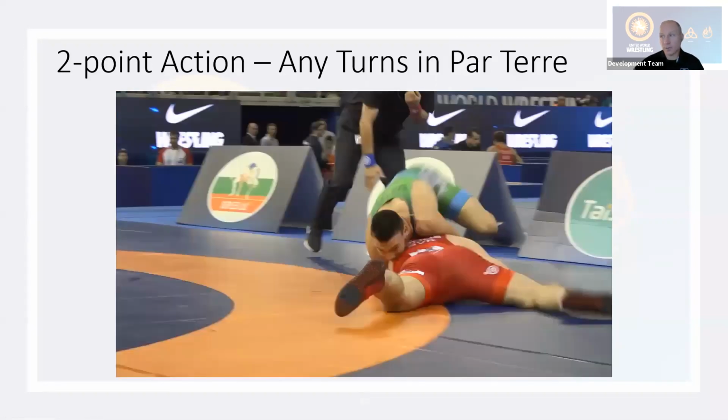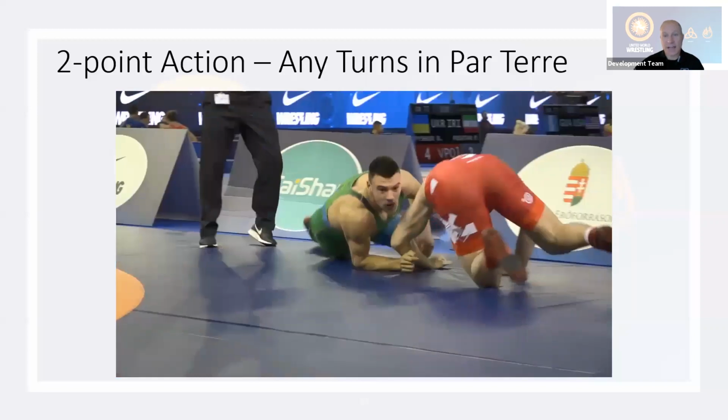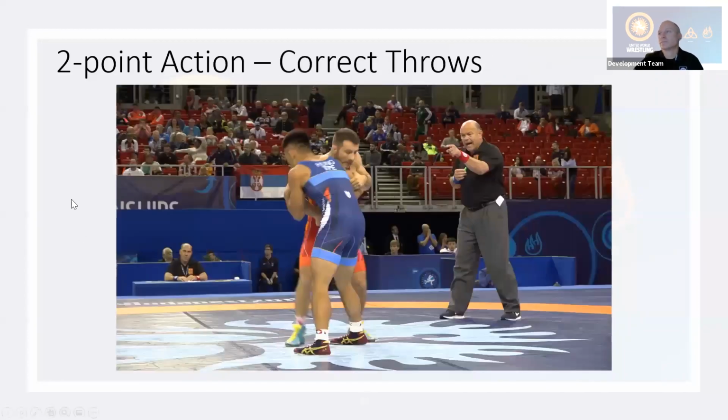And then here's the second one. That third one, that very last one, is now out of bounds. So only 2 times in this situation, in my opinion. But again, what we're really looking at here is just the fact that a turn in the Par Terre position is going to generate 2 points.